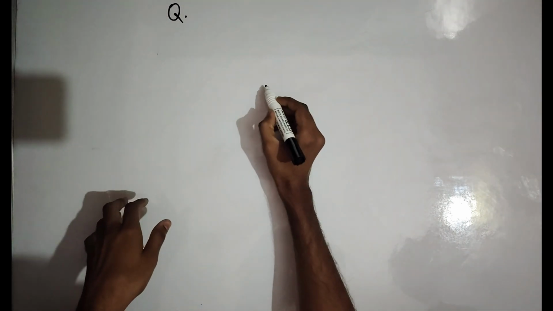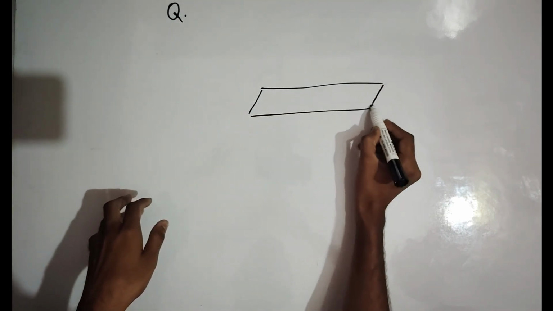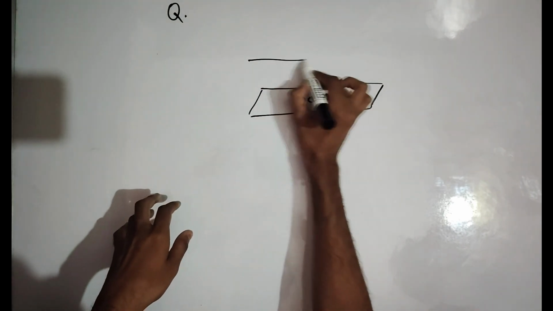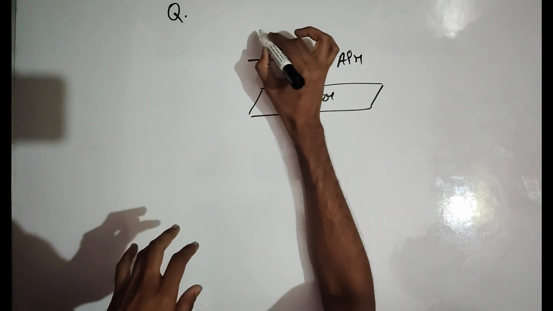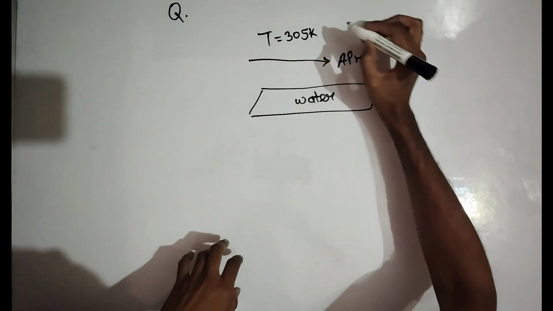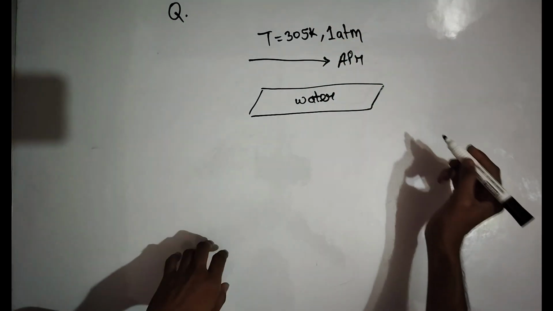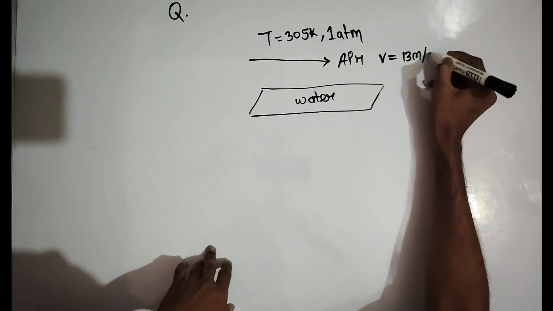So in this question, first we will understand what is given. A long flat plate is given which is covered with water, and air is blowing over it. The temperature of the air is given as 105 Kelvin and 1 atmosphere, and the velocity of the wind is 13 meter per second.